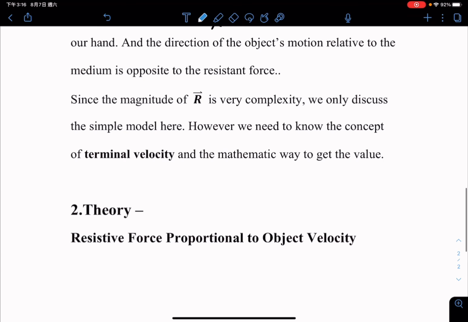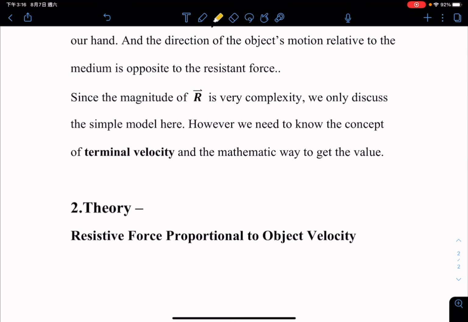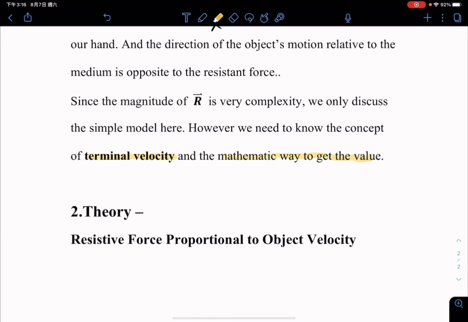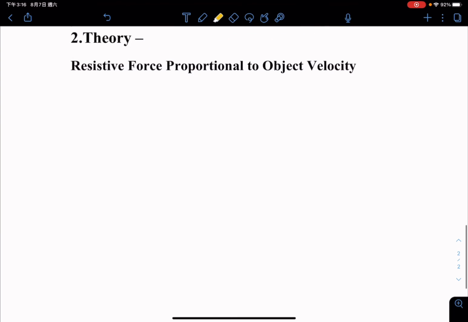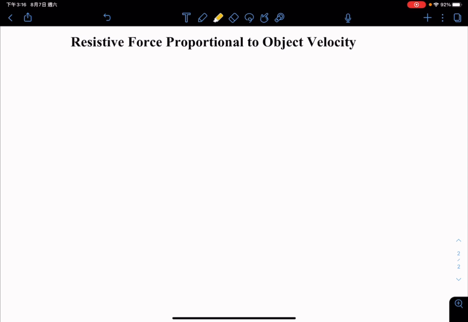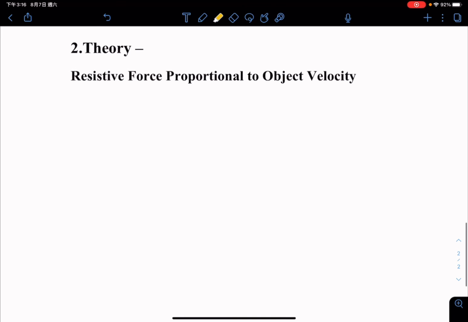Since the magnitude of R is very complex, we only discuss the simple model here. However, we need to know the concept of terminal velocity and the mathematical way to get its value. Okay, here comes the theory. This theory describes the model where the resistive force is proportional to the object's velocity.